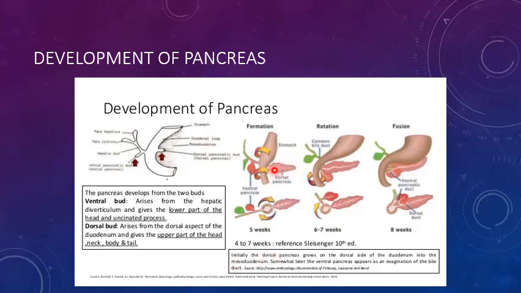So this is the dorsal pancreatic bud and the ventral pancreatic bud. Then during midgut rotation, the ventral goes towards the dorsal side and they join together. From the dorsal bud, the upper part of the head, neck, body and tail are derived, and from the ventral pancreatic bud, which actually rotates and goes beyond, that gives rise to the lower part of the head and uncinate process, right? So this is the development of pancreas.